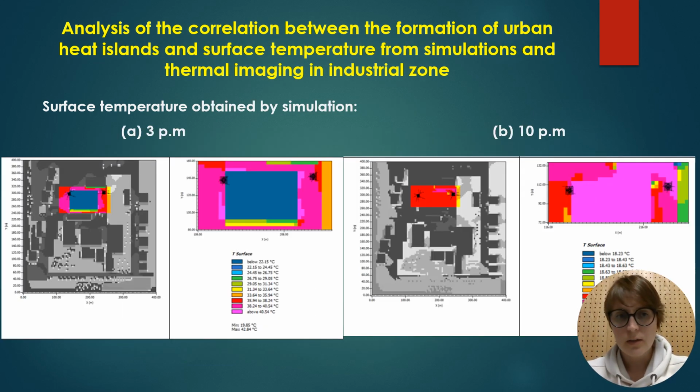Looking at the surface temperature obtained by simulation at 3 p.m. and 10 p.m., we saw the peak. The maximum variation was 13 degrees, and the peak time for the air temperature coincides with the maximum surface temperature at 3 p.m.